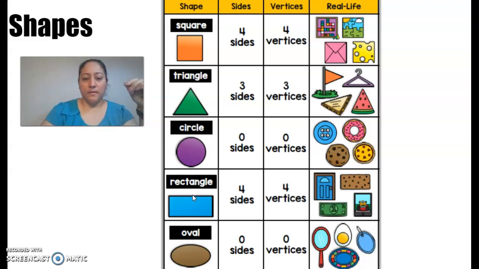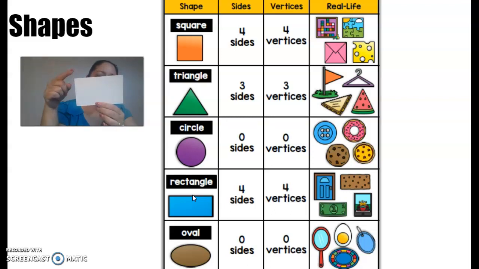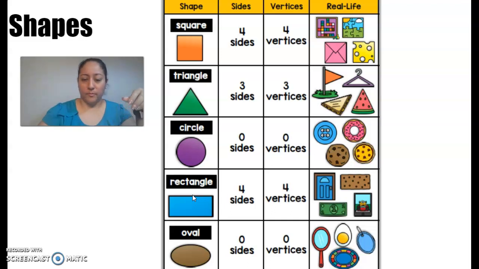Okay? The next one is the rectangle, and here I have a rectangle. And so we're going to count its sides. So it's 1, 2, 3, and 4. Okay? Now we're going to count its vertices. Remember, vertices are the corners or where the sides meet, or the points. Some kids call it points. So we'll count the vertices. 1, 2, 3, and 4. Okay? So that's the rectangle.